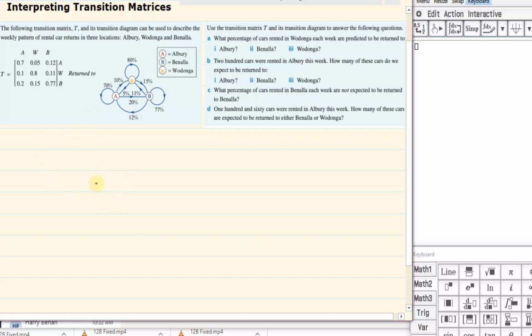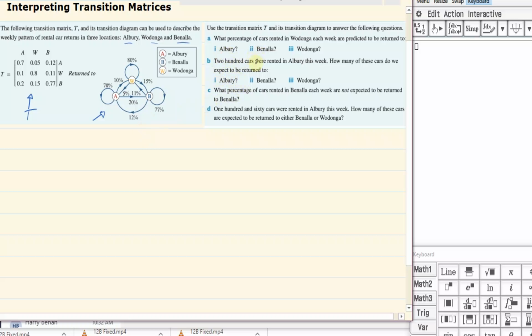So today, we are interpreting transition matrices. So here's the transition matrix in question. We're told that the following transition matrix and its transition diagram can be used to describe the weekly pattern of rental cars being returned to three locations: Albury, Wodonga, Benalla. It looks a bit messy, but when we pop it into T, it's a little easier to understand. Not only that, we can use it down the track to monitor the movement of cars between these particular branches of rental car companies.